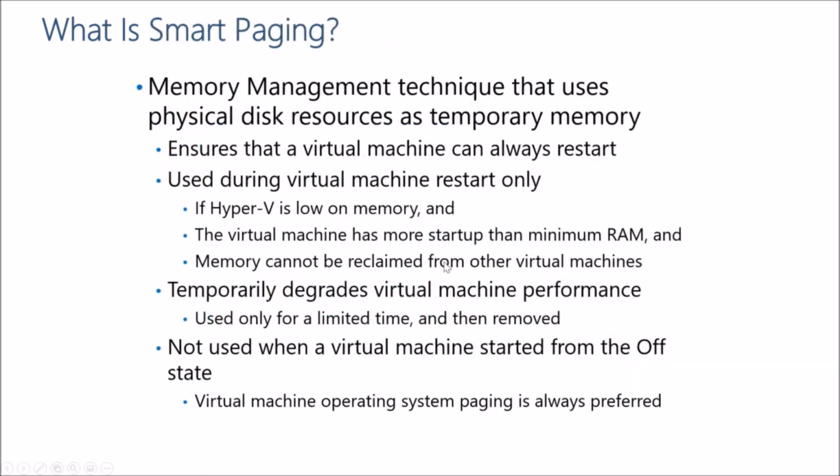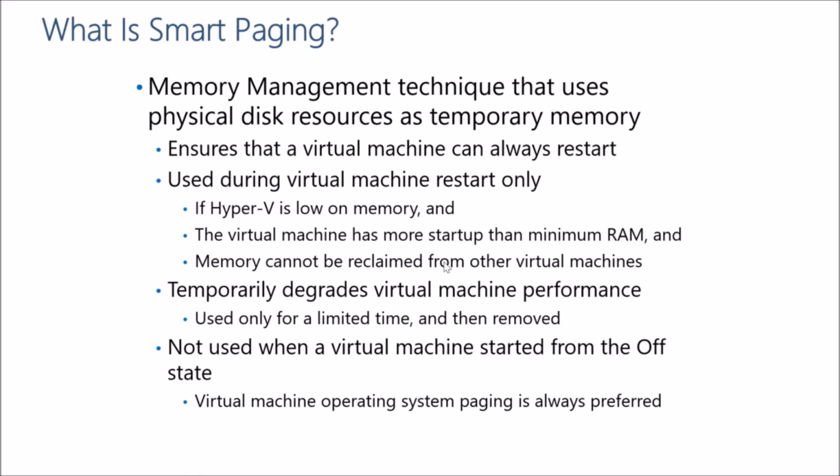Smart paging. Paging is like we talked about with virtual memory. Smart paging is the paging file on Windows, which is basically virtual memory. On a Linux machine, that would be the swap partition, sometimes referred to as swap. It's a memory management technique that uses physical disk resources as temporary memory. It ensures virtual machines can always start, and it's used during virtual machine restarts only. So this is when the virtual machine needs to restart.